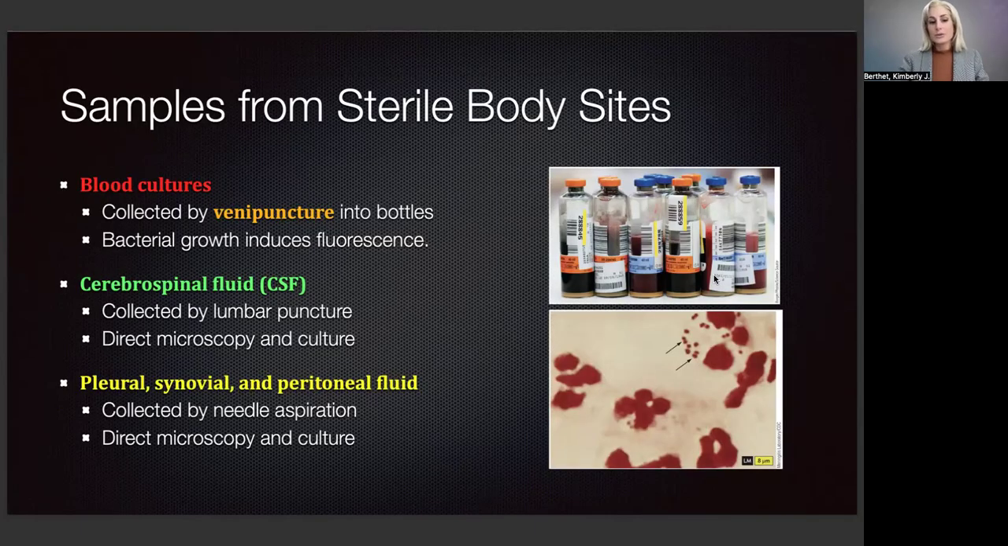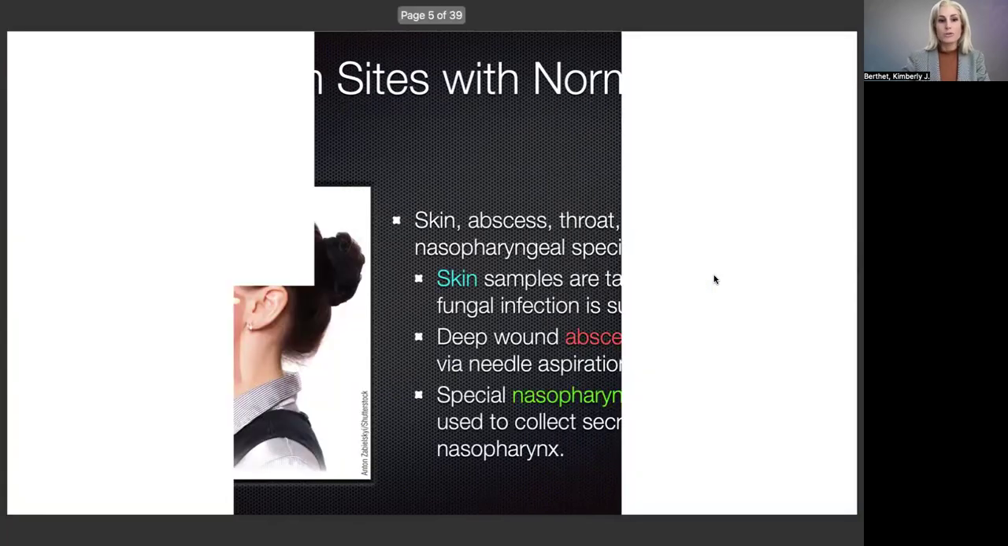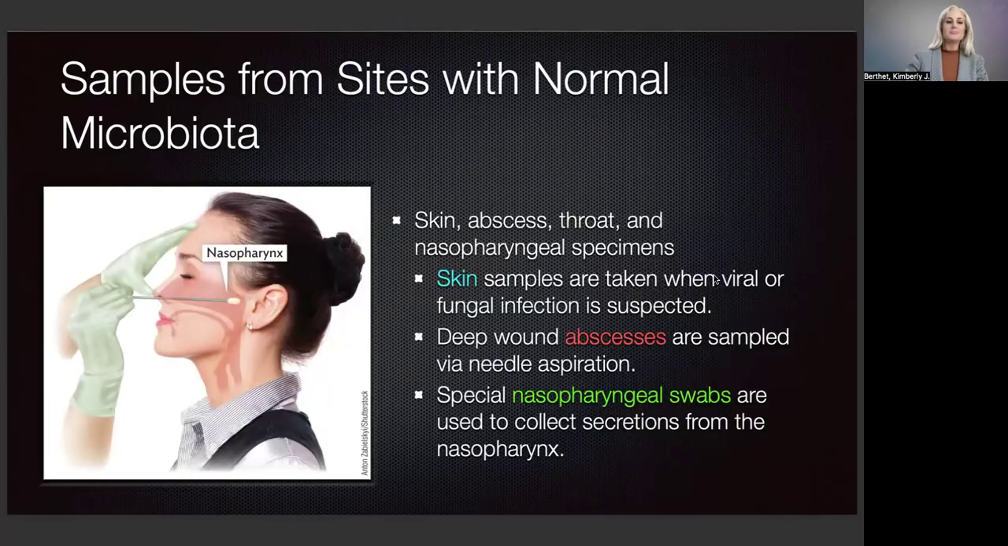If we're looking at cerebrospinal fluid, CSF, this would be a puncture, so a lumbar puncture, so a puncture to the back in which we extract with a needle, in which we can extract the serum and then culture it, or we can look at it directly with microscopy. Looking at pleural, synovial or peritoneal fluid, this would be needle aspirations. The needle will be placed in, extract the sample. And again, we can do microscopy or culturing to look at these samples.